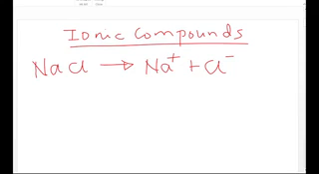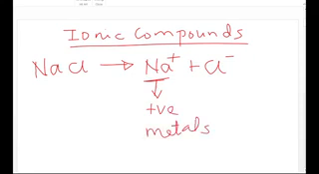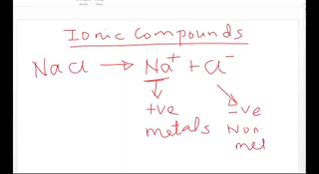Every ionic compound is made up of two different parts. You have the positive ion and then you have the negative ion. The positive ions are the cations, so they are positively charged, and they are mostly metals. And then the anions are negatively charged, and they are mostly non-metals. Both come together to form a neutral compound.